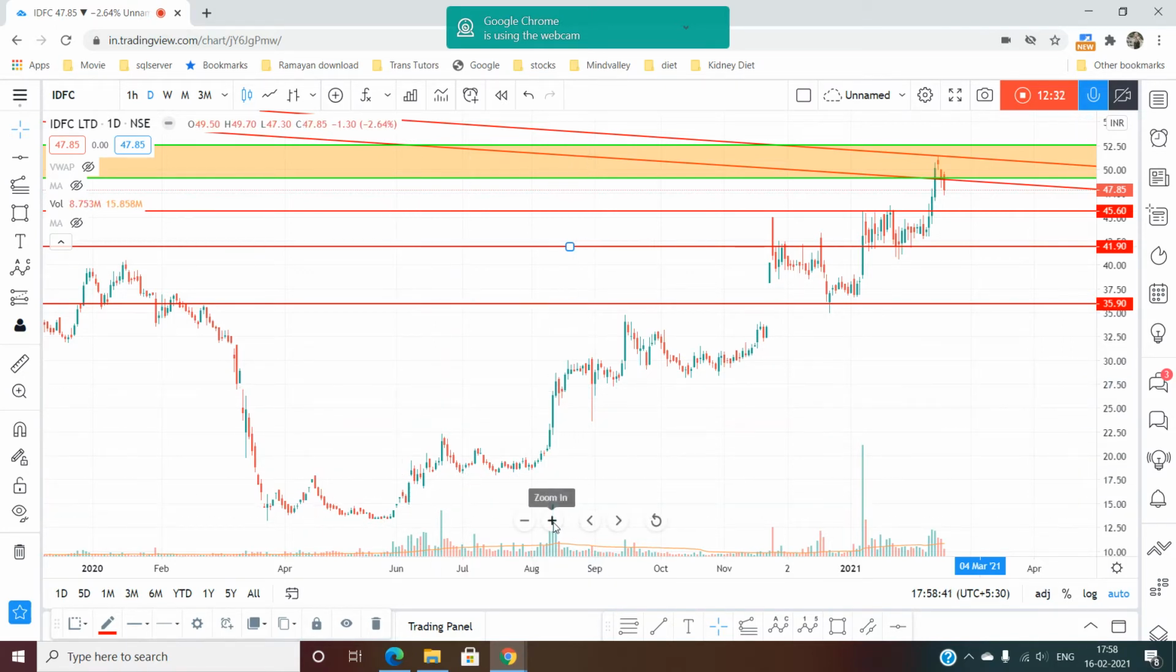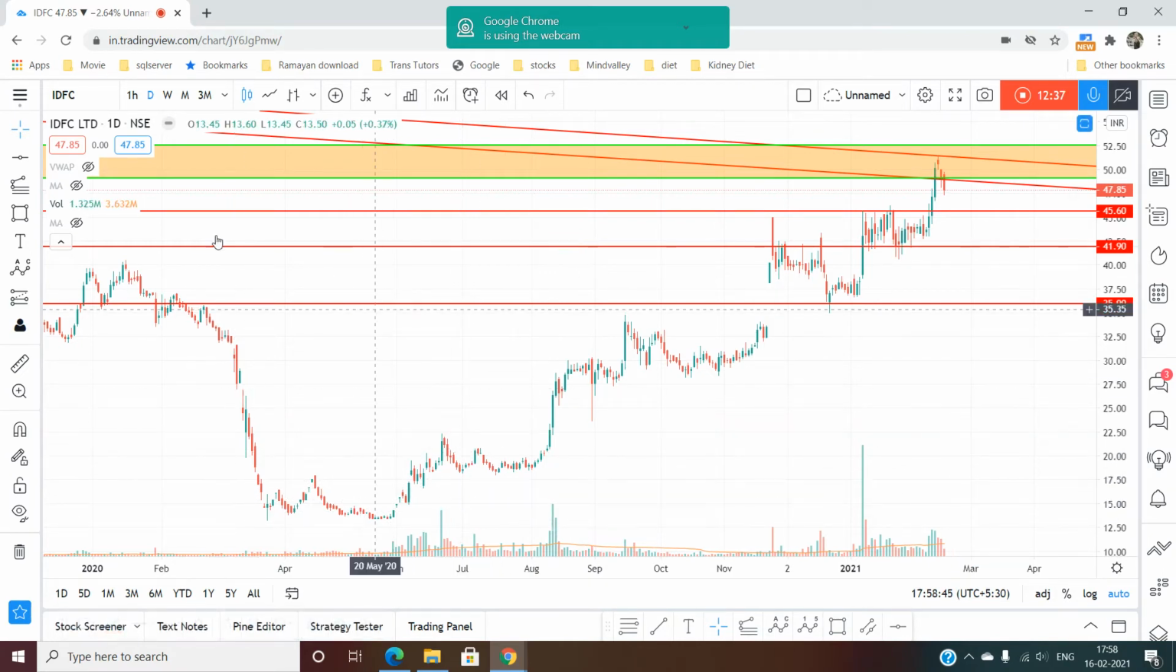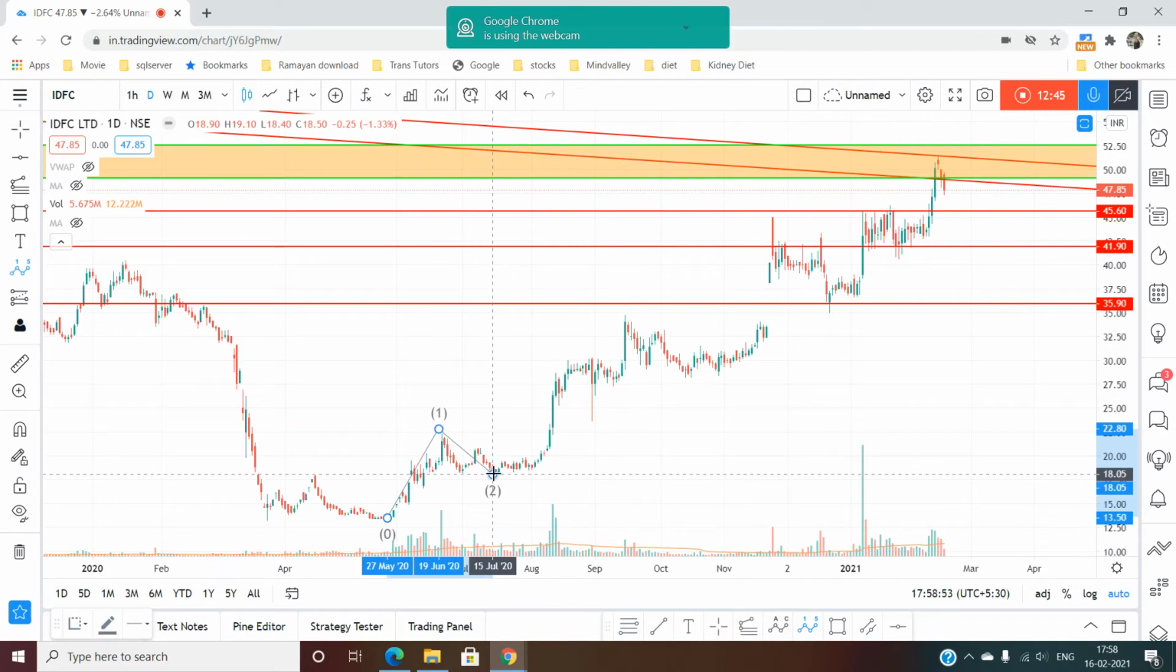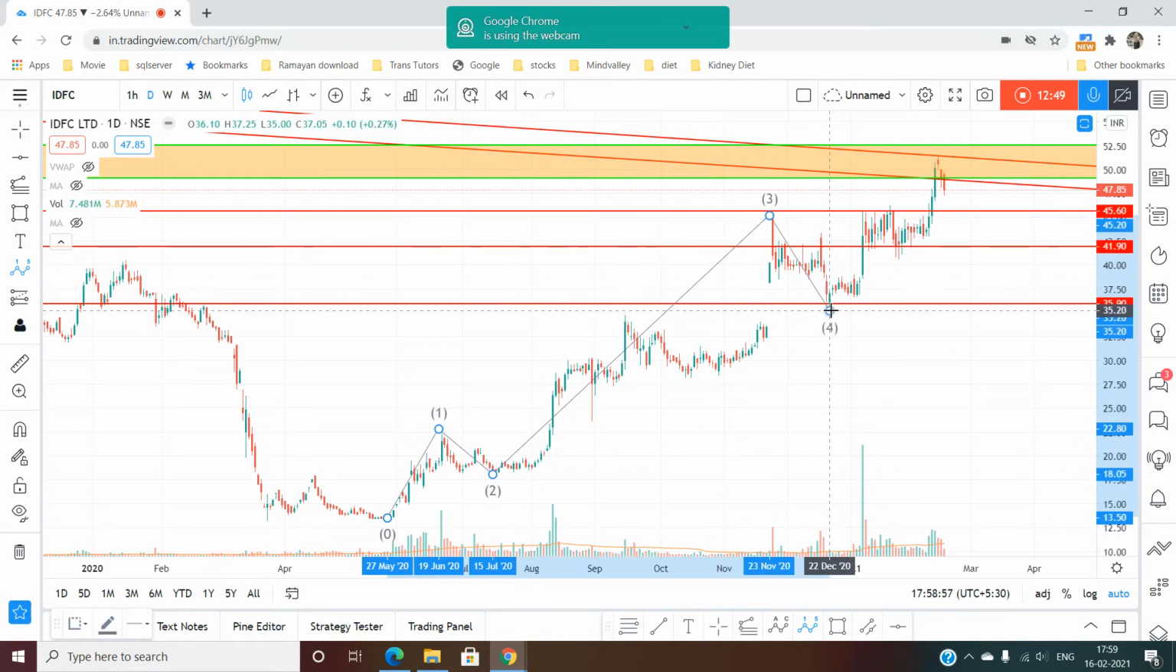Okay, so in terms of Elliott wave theory, we can say this is the first wave upside, this is the second wave, and the whole is the third wave. Okay, and this is the fourth wave, and this is the fifth wave that is running right now. So one, two, three, four, and five.